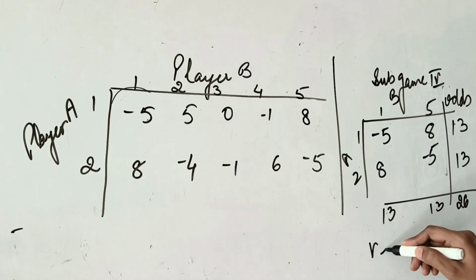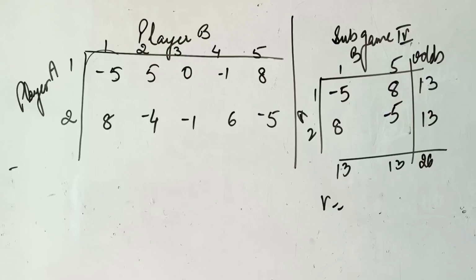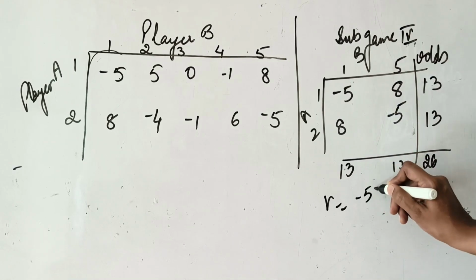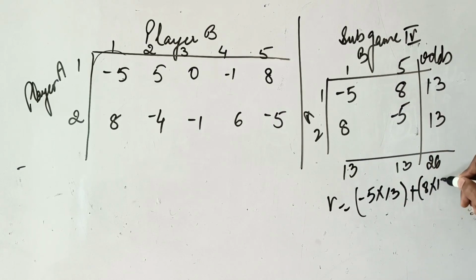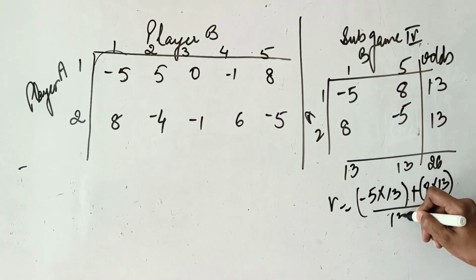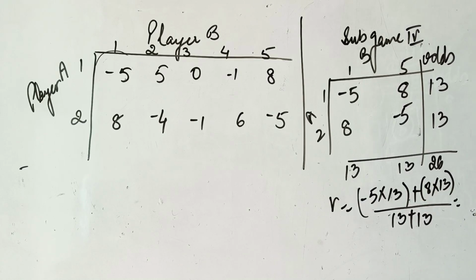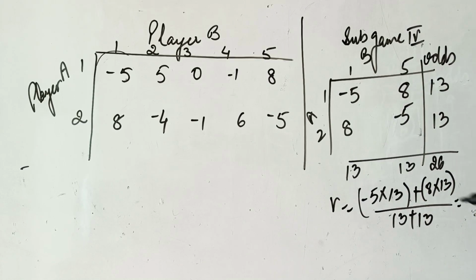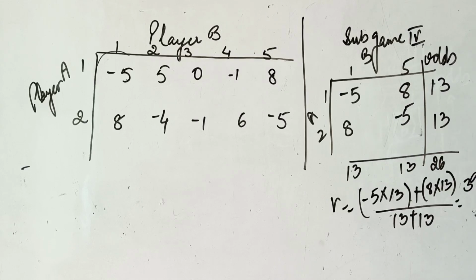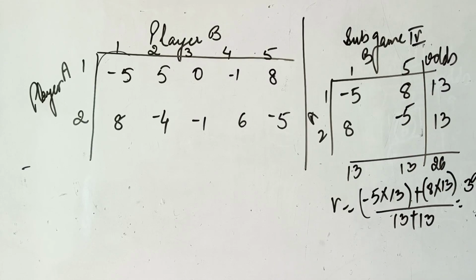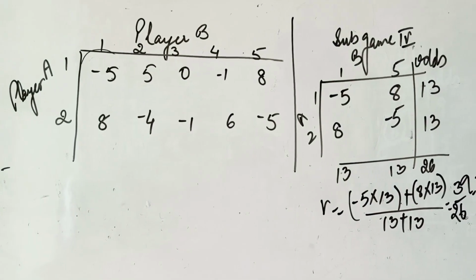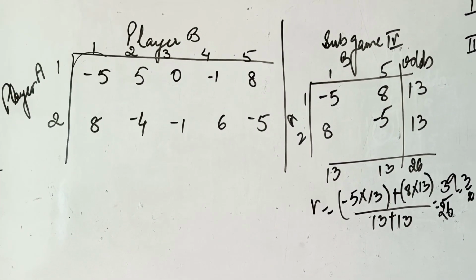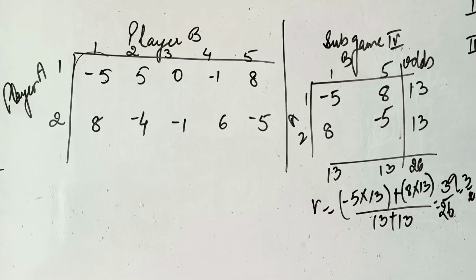So from here we will calculate the value of the game. It will be -5 into 13 plus 8 into 13, divided by 13 plus 13. Solving this, you will get 39, and below in the denominator we will get 26. So by reducing it, it will be 3/2. So this answer we have got is 3/2. We will note it down again and move to the next subgame.